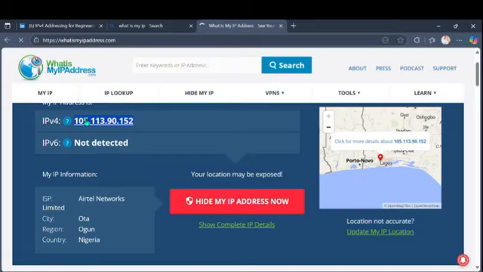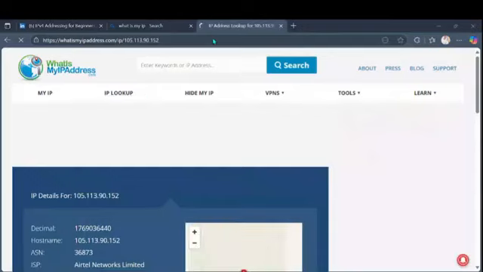So this is basically the IP address that interfaces with the internet because it is public, right? The internet is a public space. The internet is the largest network available, and that is why we call it a wide area network.